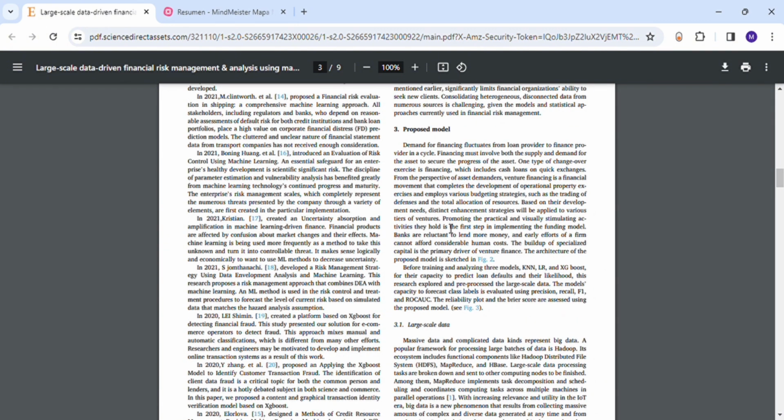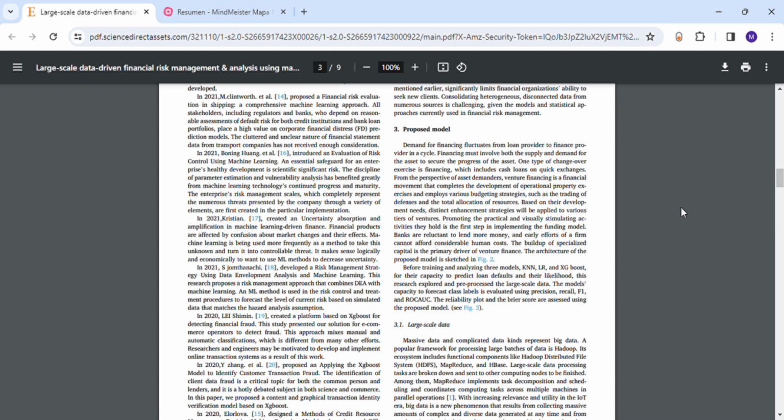So, the proposed model. Demand for financing fluctuated from loan provider to finance provider in a cycle. Financing must involve both the supply and demand for the asset to secure the progress of the asset. One type of changeover exercise is financing, which includes cash loans on quick exchanges. From the perspective of assisted managers, venture financing is a financial movement that completes the development of operational property, exercise, and employs various budget strategies such as the trading of defenses and the total allocation of resources.